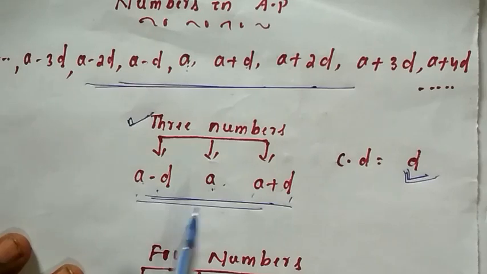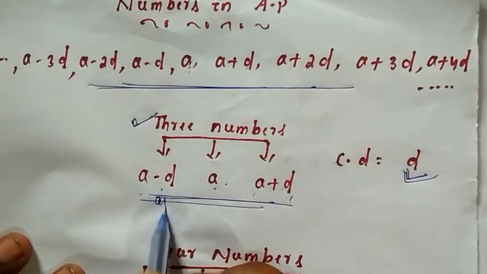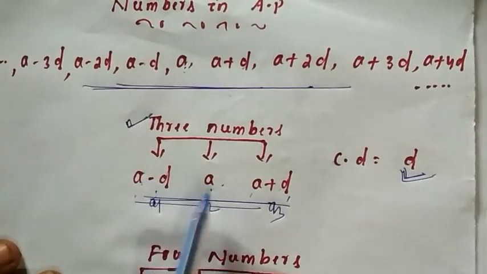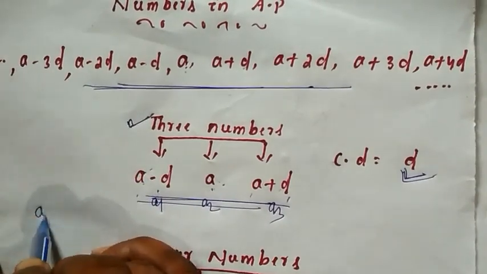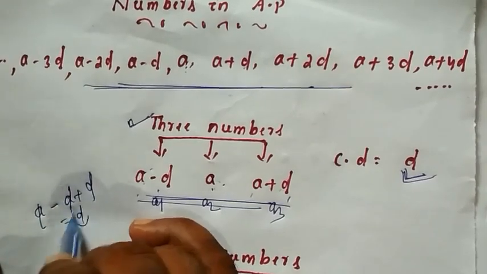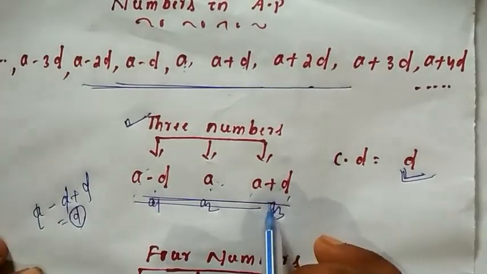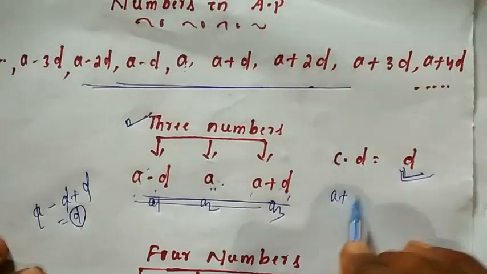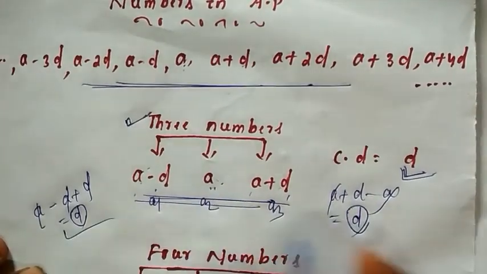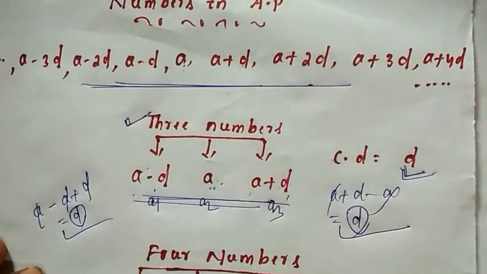How? If this is A1, this is A2, this is A3. A2 minus A1, the common difference, how much? A plus D minus A. A cancels, you are getting D. Similarly, A3 minus A2, that means A plus D minus A, A cancels, you are getting D. So the common difference is the same. That's why we are selecting these three numbers.